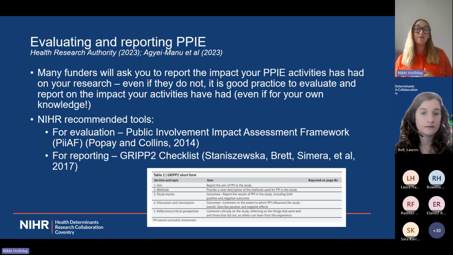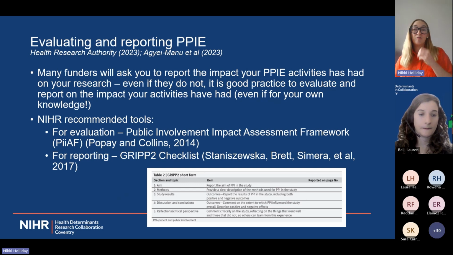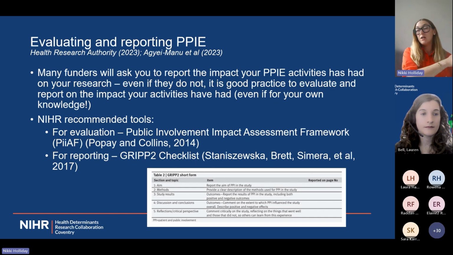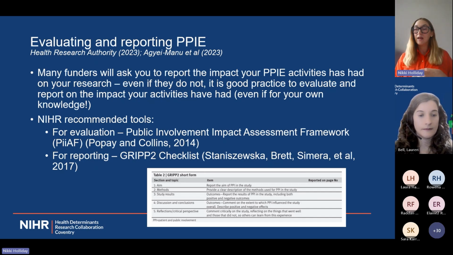There are a number of tools available for this, and two that are recommended by NIHR: the Public Involvement Impact Assessment Framework, and, for reporting, the GRIPP2 checklist. These are also good to look at before you start your PPI journey. Rather than waiting until the end when you have to report and evaluate, it's a good idea to look at these tools at the beginning, because they can give you some ideas on where and how to include people, and give you a bit of an overview. They can almost be used as a framework for when you're thinking about the kinds of activities you're doing.